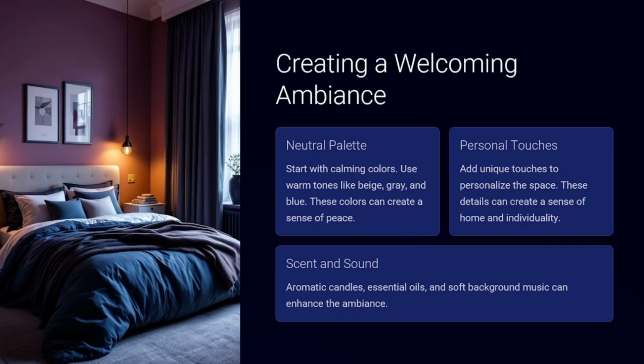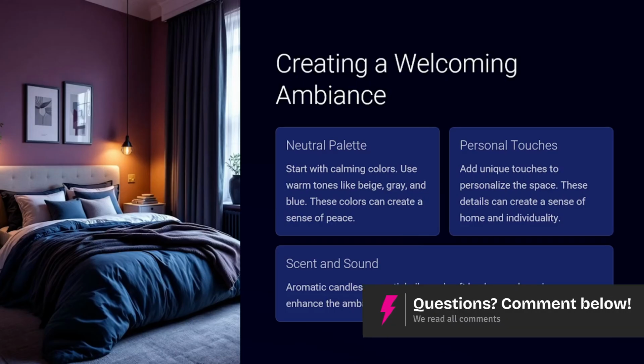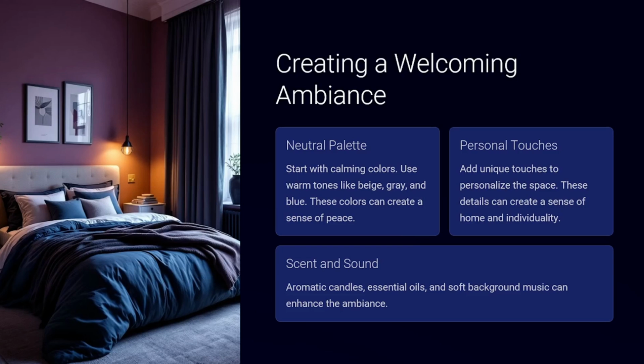This is the essence. Now, you need to create a welcoming ambience. Use a neutral palette. You want to start with calming colors. Use warm tones like beige, gray, blue. Okay, these colors basically help you create a sense of peace. You can also add personal touches. Add a unique touch to personalize the space. You can add artwork, right? Maybe handcraft. These details can actually create a sense of home and individuality, okay?